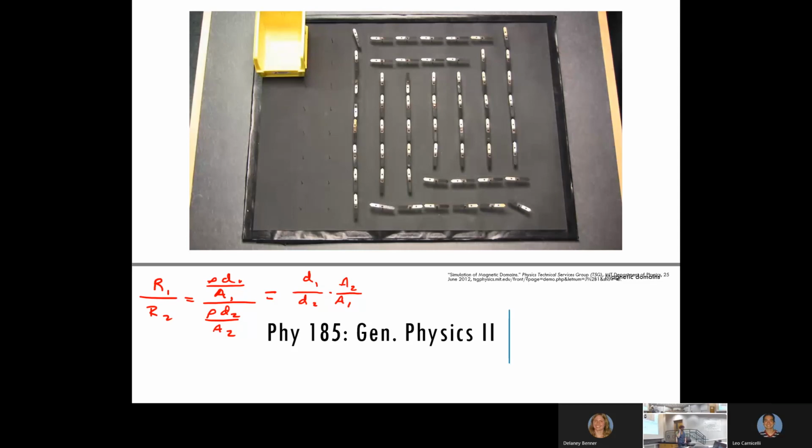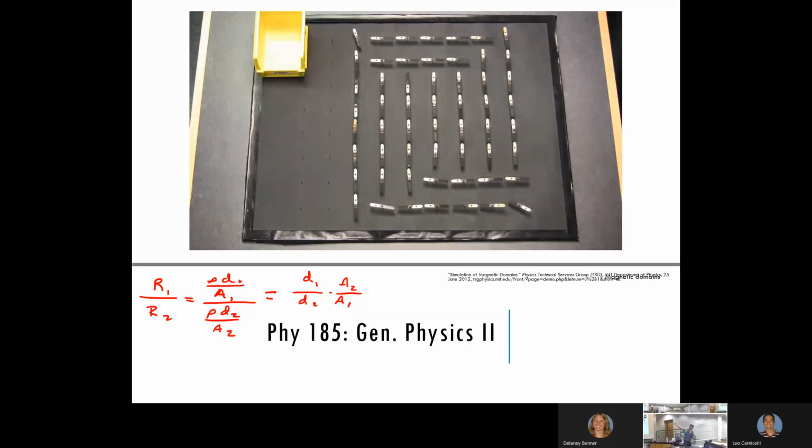So this is just another cutesy demo of what's called magnetic domains. We're talking about how you actually create a magnet, and the idea is simply that you try to get alignment of the atoms. What this does is give a macroscopic demonstration of that idea.